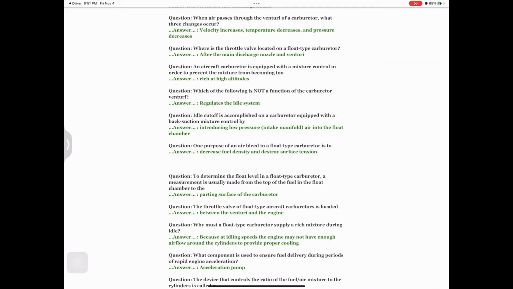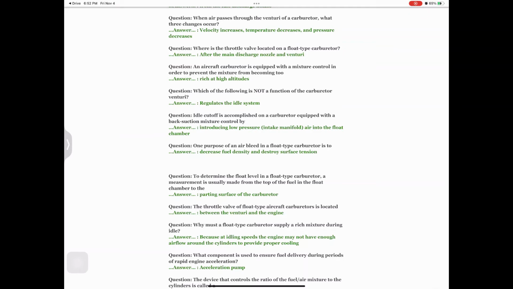Question: an aircraft carburetor is equipped with a mixture control in order to prevent the mixture from becoming too, answer, rich at high altitudes. Question: which of the following is not a function of the carburetor venturi? Answer: regulates the idle system. Question: idle cutoff is accomplished on a carburetor equipped with a back suction mixture control by, answer, introducing low pressure intake manifold air into the float chamber.